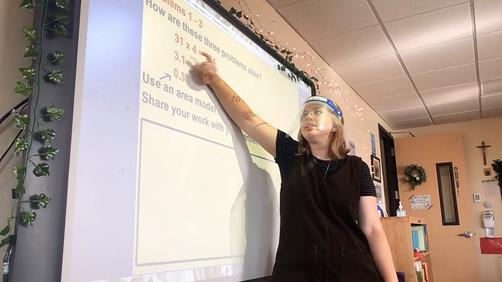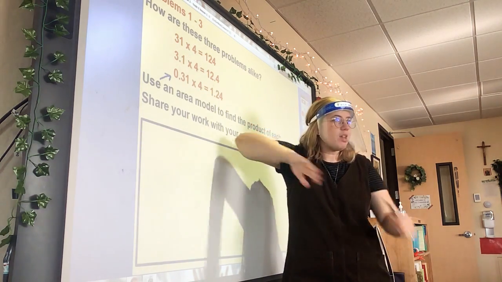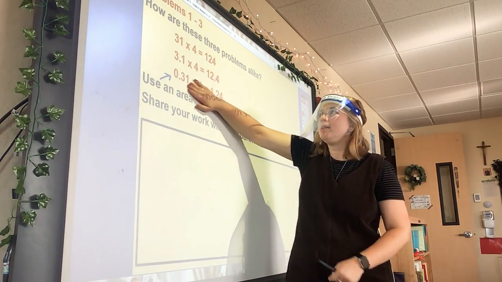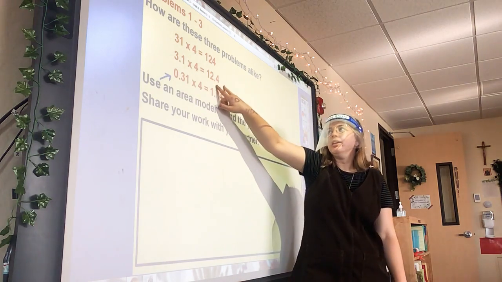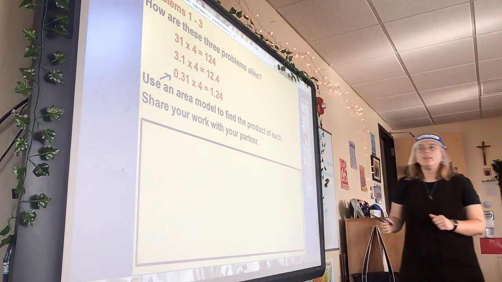So if we think about this, it's really familiar to us, right? 31 times 4 equals 124. It's all whole numbers, all very big. But then as soon as we throw a decimal in there, right, our number starts to get smaller. What's something else? Let's see.